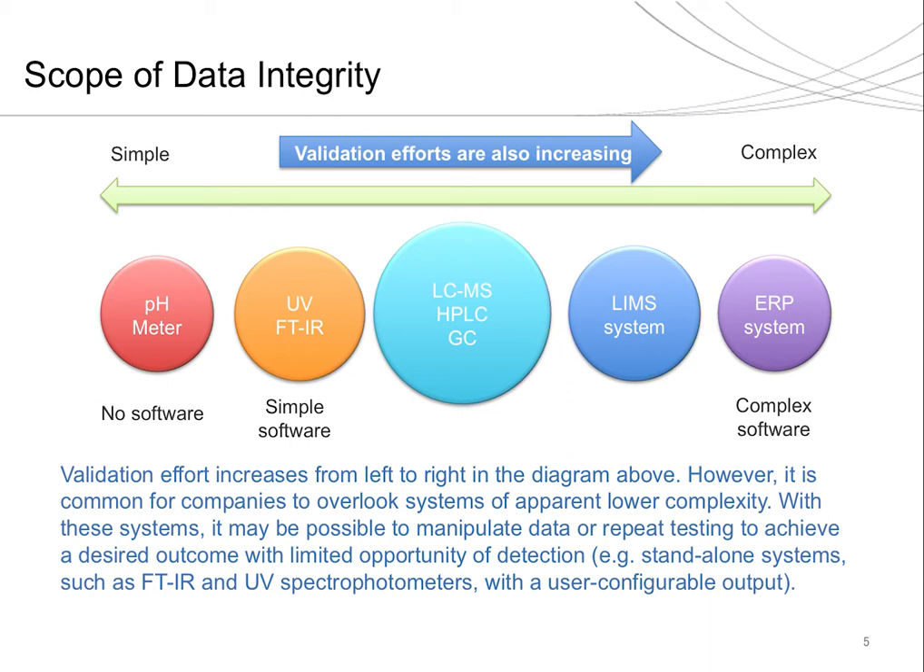Meanwhile, relatively simple systems such as UV or FTIR are mostly operated as standalone systems. Of course, when an instrument is isolated and not managed by a server, the status of the instrument is not known, and tests can be repeated on the instrument until the desired result is acquired, all hidden from inspection. The scope of data integrity does not only encompass HPLC and GC systems. Data integrity must be evaluated and ensured for other systems, such as UV and FTIR systems.